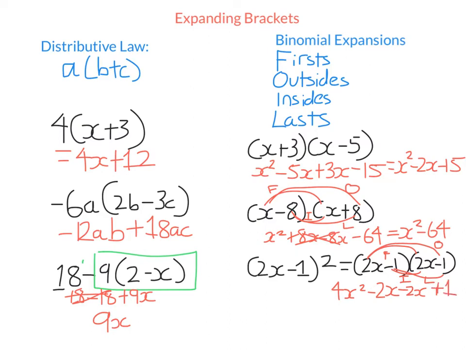Now I have to collect like terms. Minus 2x minus 2x is minus 4x. So I get 4x squared minus 4x plus 1, and I'm done.